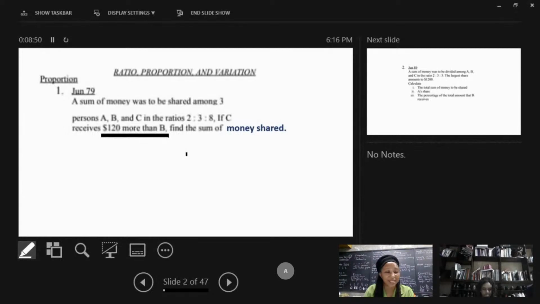Okay, C got $120 more than B. So, anybody else have any ideas? Miss, it would be 8 over 13 times the 120 to get how much money C got. We would put 8 over 20 times 120, if the total was 120 and we wanted to know how much C got. Then we would put the 8 over the 20 times 120.